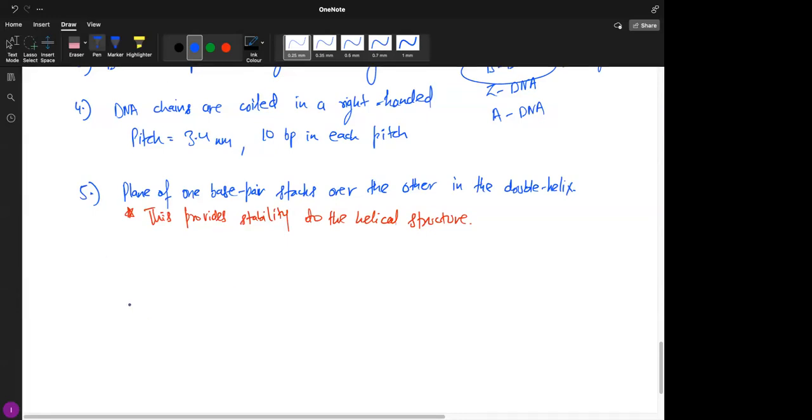So in any cell, when the cell is not dividing, there is just one chromatid for each chromosome like this, because it doesn't make any sense for a cell to have two copies of every chromosome for no reason.